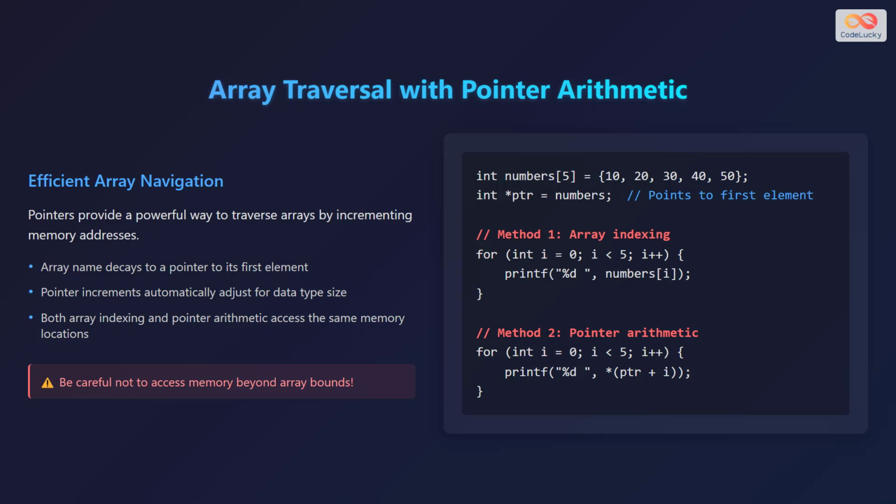Let's see this in action. Here we have an array named numbers of size 5, initialized with values 10, 20, 30, 40, and 50. We declare a pointer ptr that points to the start of the array. We can access each element of the array using a for loop and array indexing. Another way to do this is by incrementing the pointer using pointer arithmetic. It is important to be cautious and avoid accessing memory beyond the array bounds, as this can lead to undefined behavior and program crashes.